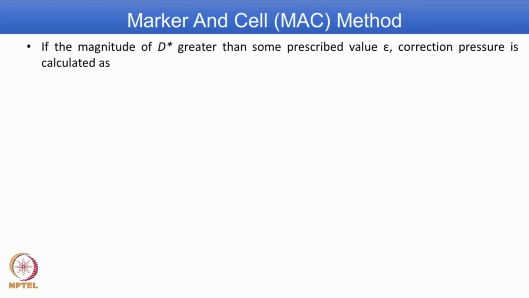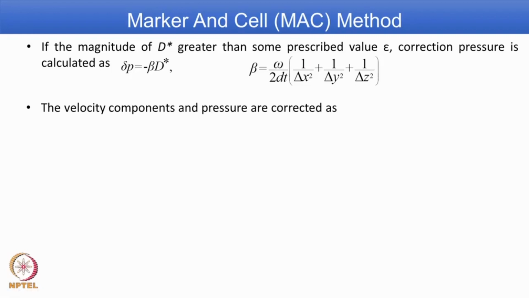So, if the magnitude of d star is greater than some prescribed value epsilon, then you set up the pressure correction as shown. Delta p is a correction in pressure equal to minus beta d star, and what is beta? Beta is defined as shown here: omega by 2 delta t by 1 by delta x squared plus 1 by delta y squared plus 1 by delta z squared. Now, omega in this case is what is known as a relaxation parameter. We will talk about the relaxation parameter later. So, once you calculate beta, because all the quantities are known, then you can calculate delta p. Delta p is a change in pressure or correction in pressure.